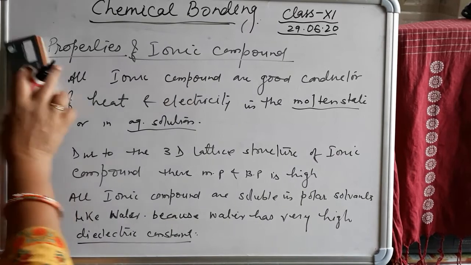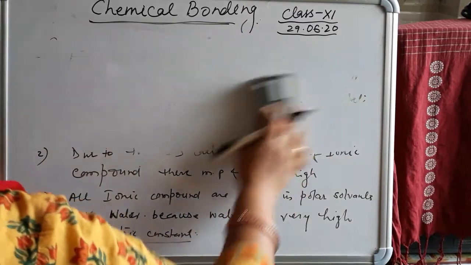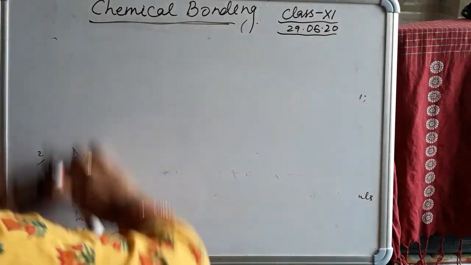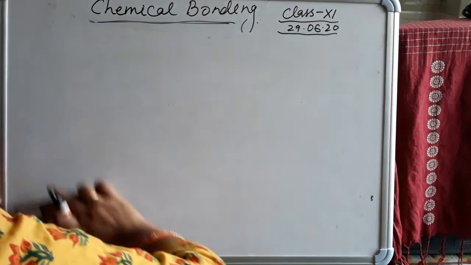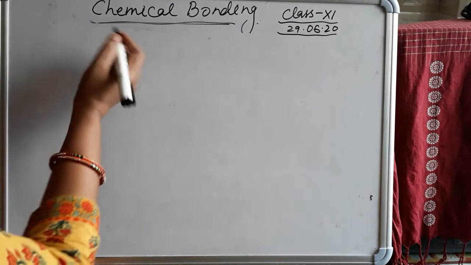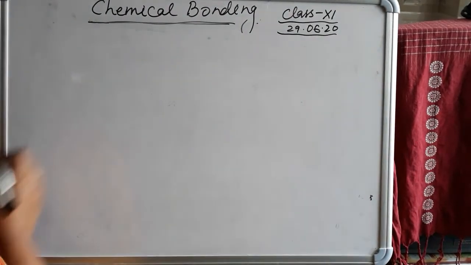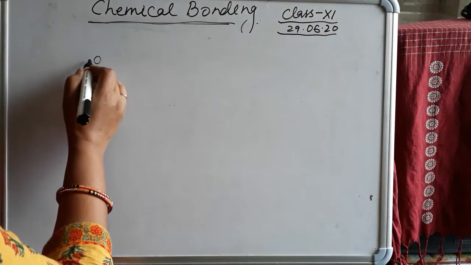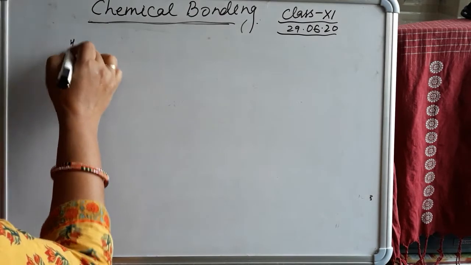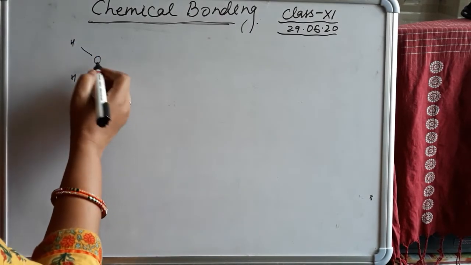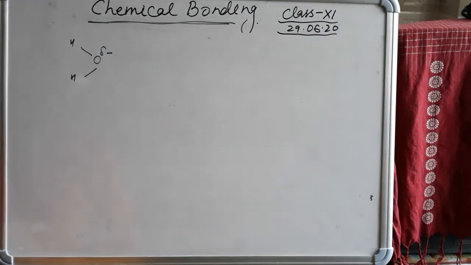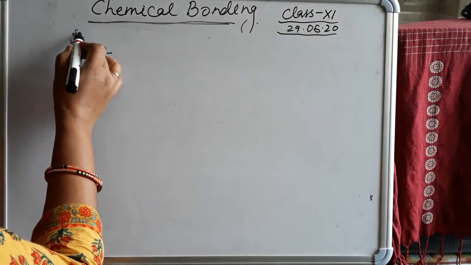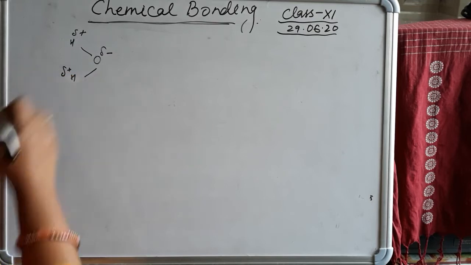What is dielectric constant? Let's try to understand the meaning of the word. Students, as we know, water is polar in nature. Suppose this is the water molecule, and we know that oxygen is more electronegative than hydrogen, so negative charge appears on the oxygen and positive charge appears on the hydrogen.